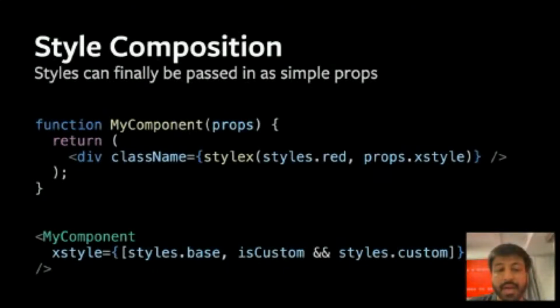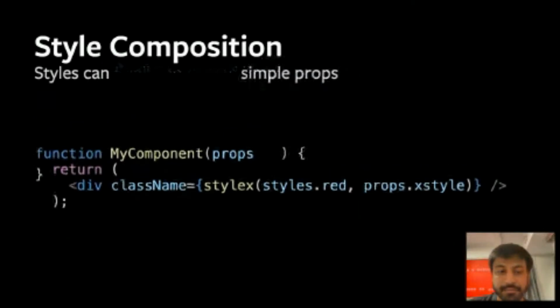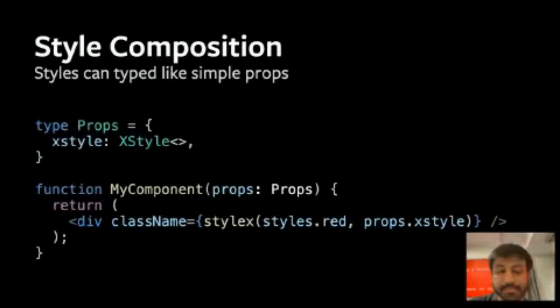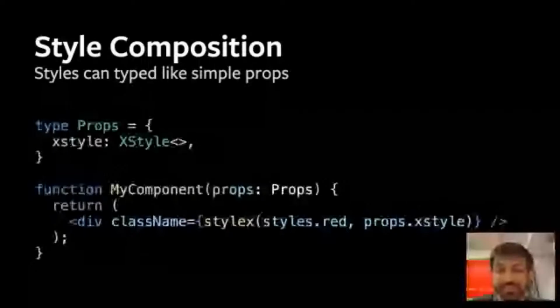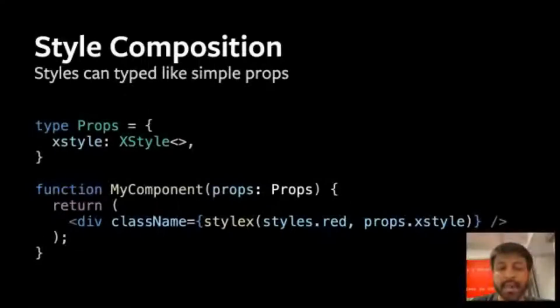But remember, I also said that these styles are all typed, which means that if you're using TypeScript or Flow, you can provide prop types for the xstyle prop. The most simple case would be the xstyle type. Xstyle stands for external style. This gives you the ability to pass any arbitrary object of styles.